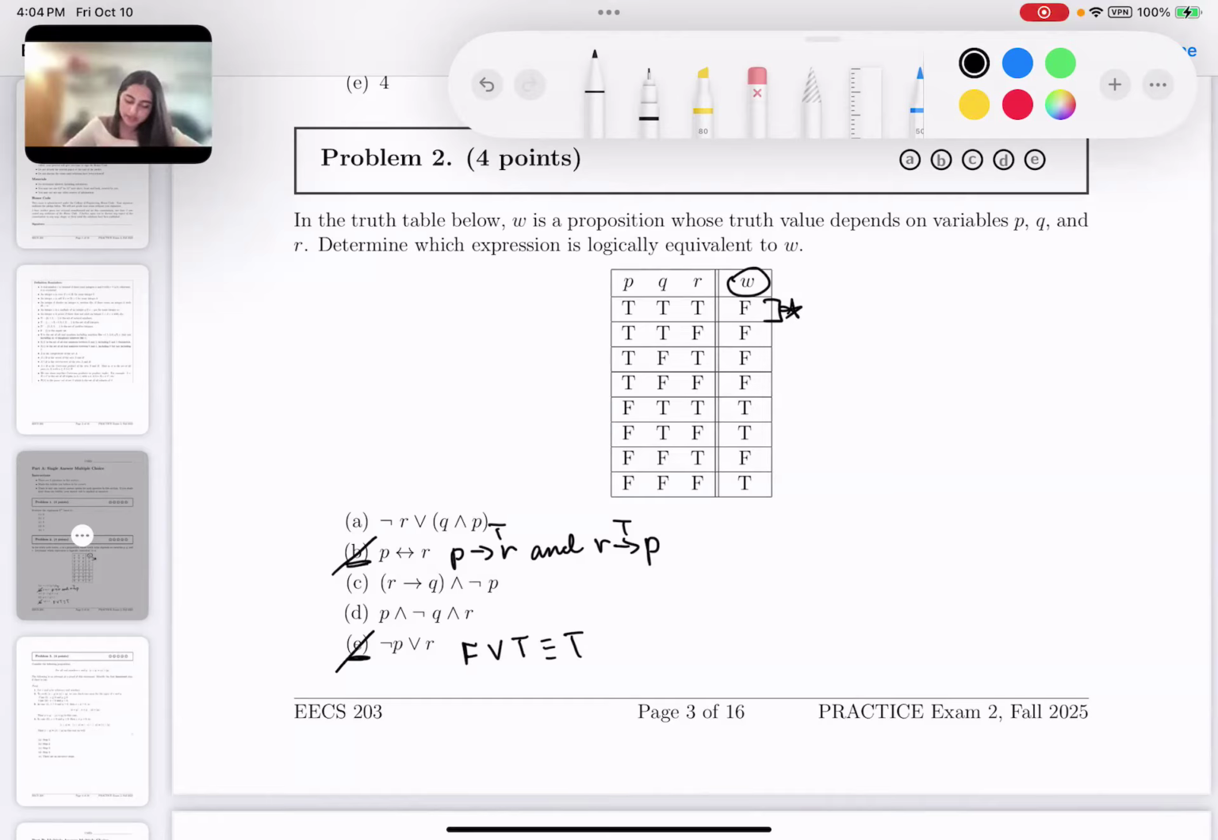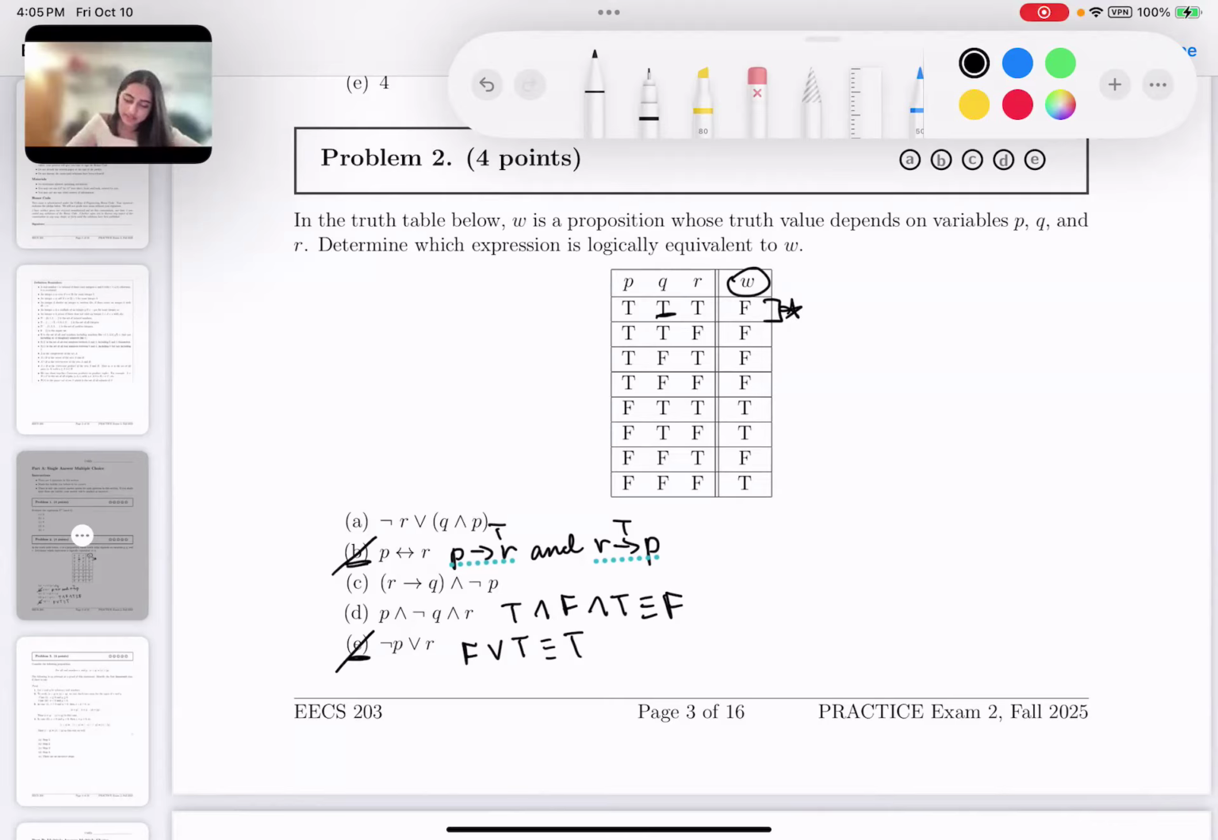Next, we can look at D, and I'm just going arbitrarily here as I would on an exam. P and not Q and R. So in our first row, we have true and not Q, which in this case is going to be false. So true and false and true is going to be equivalent to false. So that part checks out, but let's try another example because I'm not convinced yet.